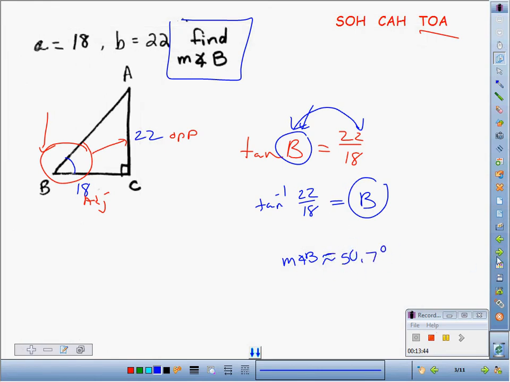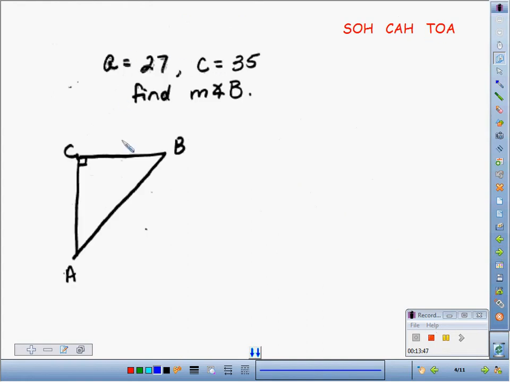All right, let's try again. Let's go to this problem. Little a is 27, little c is 35. Find the measure of angle B, so put an arc mark in there. And let's find out what trig function. So focusing around this angle, this guy is adjacent to it. This guy is the hypotenuse to it.